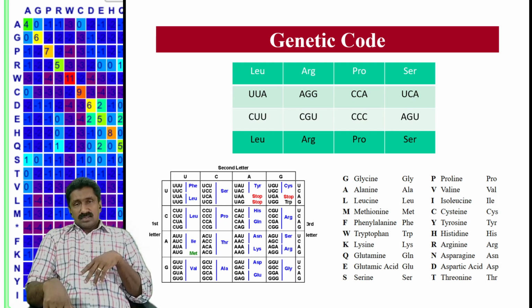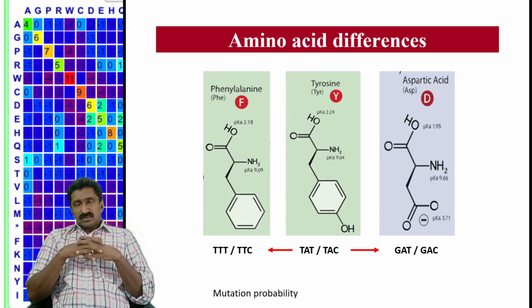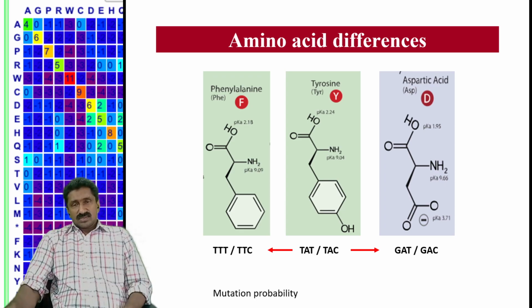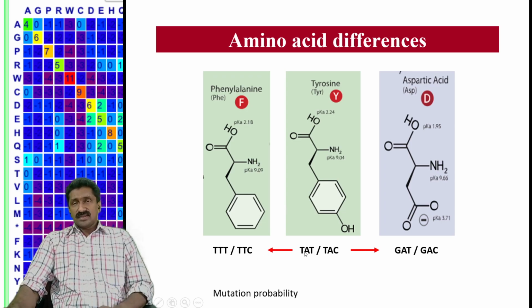Now, consider the difference between the amino acids. Here, we have TAT and TAC, that codon codes for tyrosine. So the difference is on the last base, that is T or C alternatively, that can be used for coding tyrosine. But if it is mutated like TTT or TTC, then that becomes phenylalanine. A single letter editing of these will result in change of tyrosine to phenylalanine.